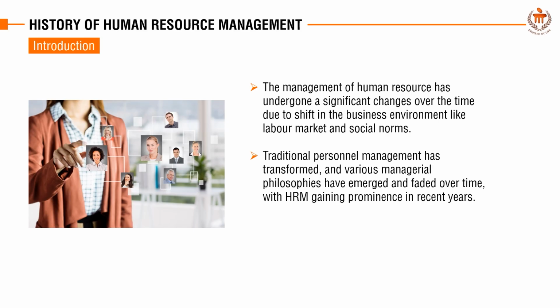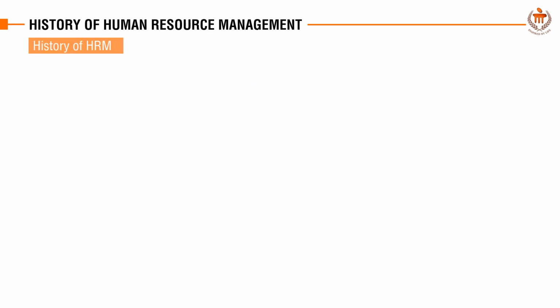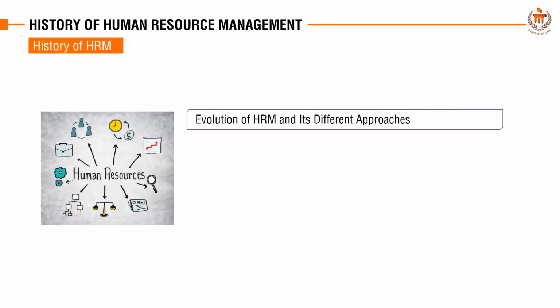Over the past several years, the scientific management approach and the human relation approach appeared and then disappeared too. However, the human resource approach has gained prominence in recent times. As a result, various approaches to HRM have emerged and evolved. History of human resource management. Below is an overview of the evolution of HRM and its different approaches.